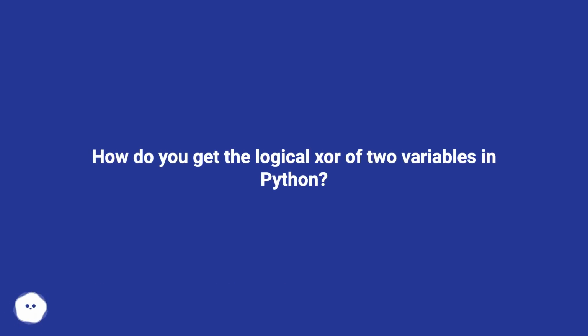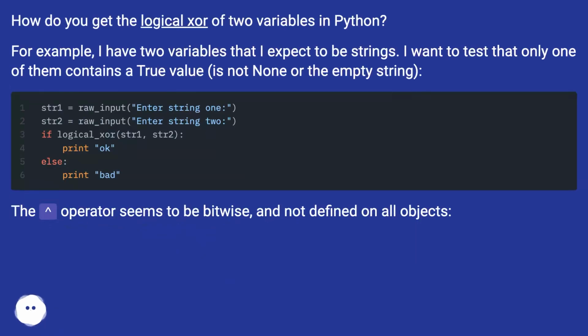How do you get the logical XOR of two variables in Python? For example, I have two variables that I expect to be strings. I want to test that only one of them contains a true value, is not null or the empty string. The ^ operator seems to be bitwise, and not defined on all objects.